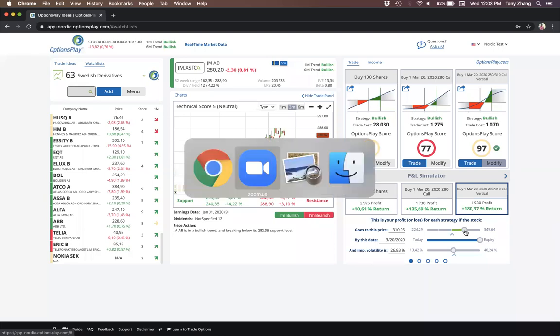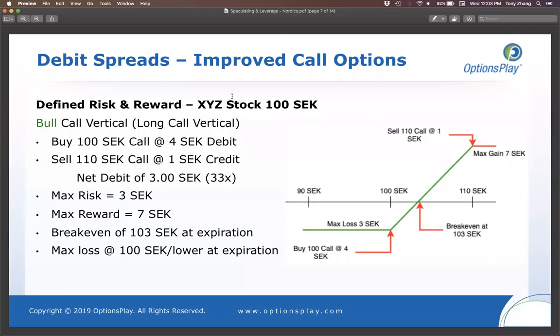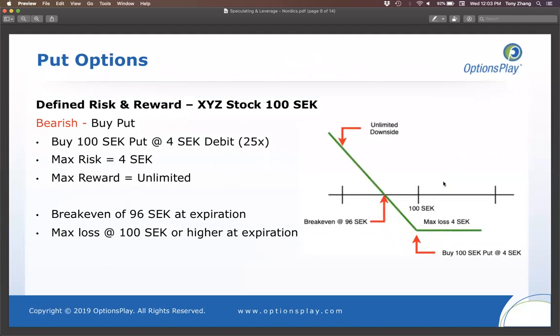So with that, what I'll do is I'll go back to the slides. What I want to do is I just want to quickly walk through a bearish trade, but to be perfectly honest, I don't think we need to spend a lot of time because it's just a mirror image of the bullish trade. So let's say I'm bearish on stock XYZ, 100 crown stock. I think the stock is going to move substantially lower in this particular case now.